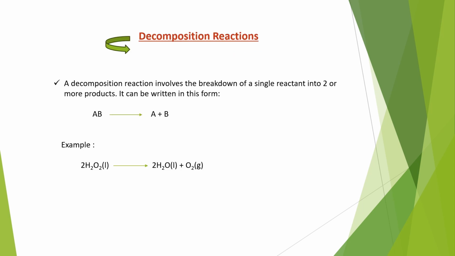Decomposition reactions. A decomposition reaction involves the breakdown of a single reactant into 2 or more products. It can be written in this form: AB decomposes into A and B products. Example: 2 H2O2 in liquid phase decomposes into water and oxygen gas.